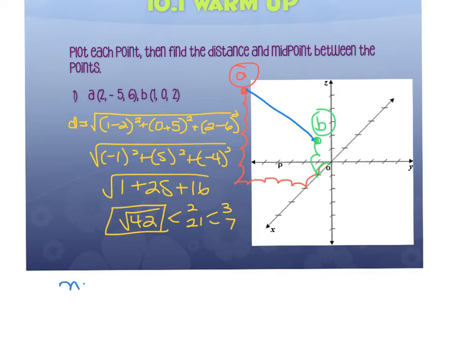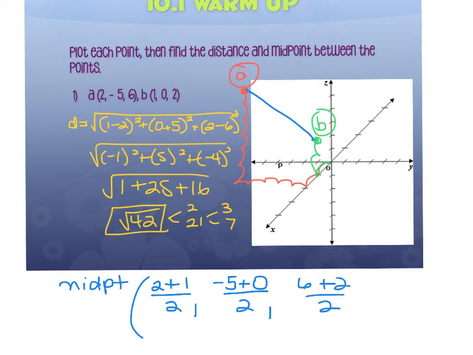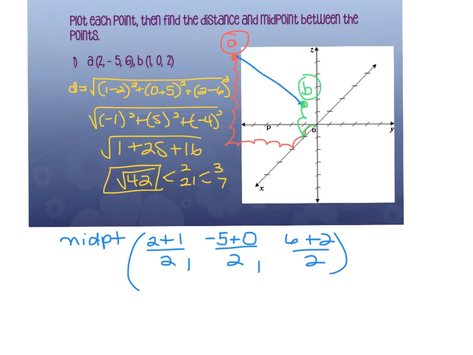And then midpoint, we add the 2 x's and divide by 2. So 2 plus 1 divided by 2. Add the 2 y's, divide by 2. 5 plus 0 divided by 2. And then 6 plus 2 divided by 2. So I'd get 3 over 2, -5 over 2, and 8 over 2, which is 4. Questions on either of those? Well, all of those, the graphing, the distance, or the midpoint.